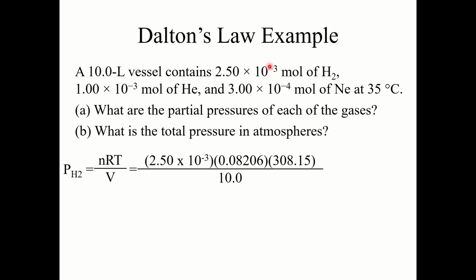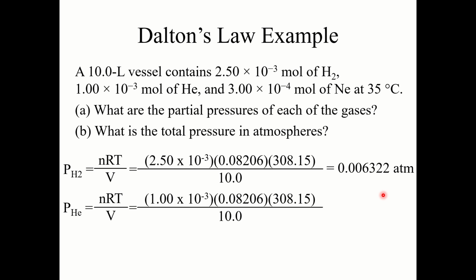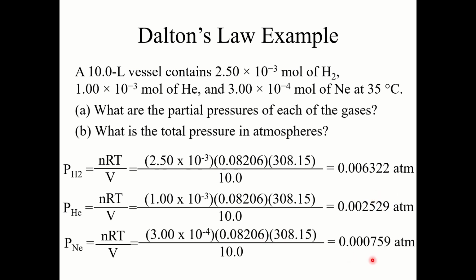Which is 2.50 times 10 to the negative third, times R, 0.08206, times the temperature in Kelvin, 308.15 Kelvin, divided by the volume in liters. And so we get this for our partial pressure of hydrogen. And now we just repeat this for helium and for neon.